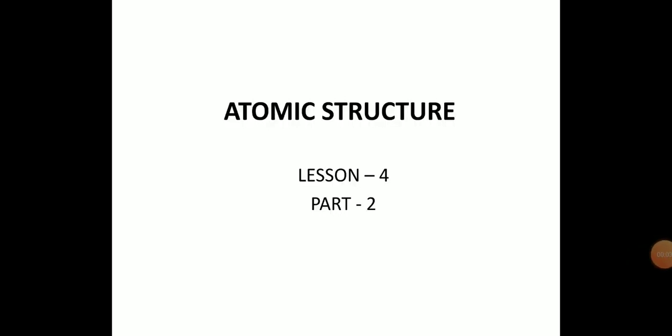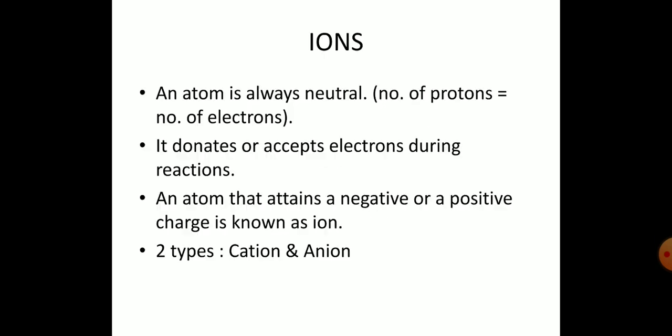Good morning, children. Today we are going to see the second portion of our lesson number 4, which is atomic structure. We have already seen the structure of an atom in the first class, is it not? An atom contains electrons, protons, and neutrons. Electrons are the negatively charged particles, protons positively charged, and neutrons are neutrally charged particles. And the electrons revolve in the shells, and the shells were numbered 1, 2, 3, and they were named K, L, M, is it not? Now we are going to see what is an ion.